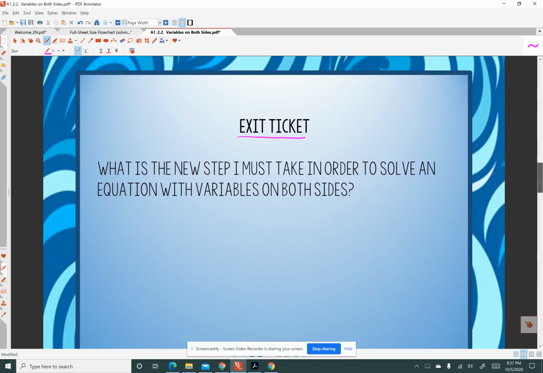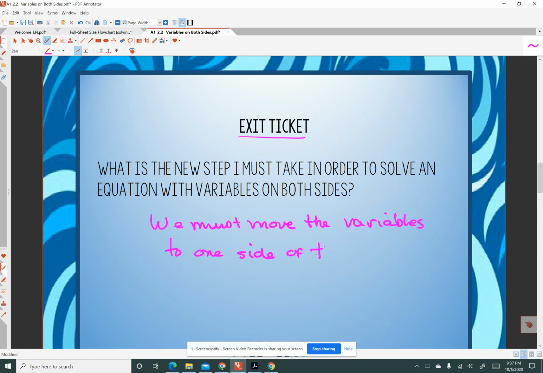What is the new step that we must take in order to solve an equation with variables on both sides? And that new step is that we must move the variables to one side of the equation.